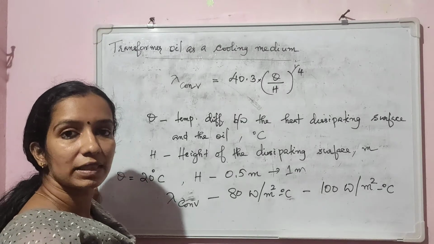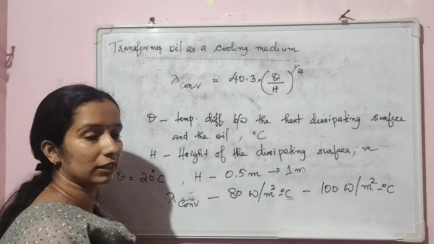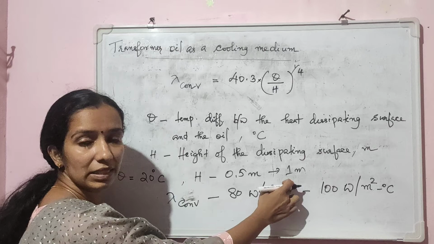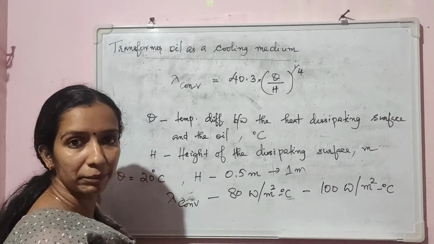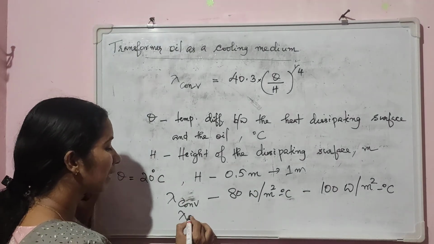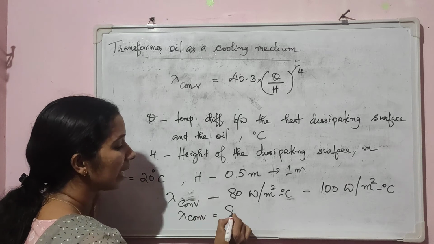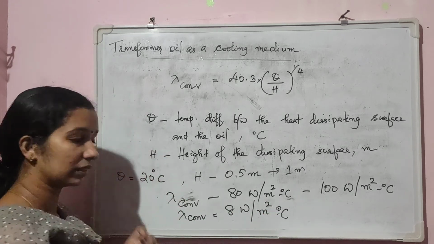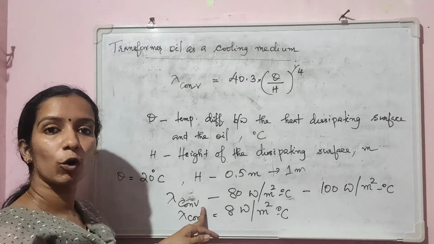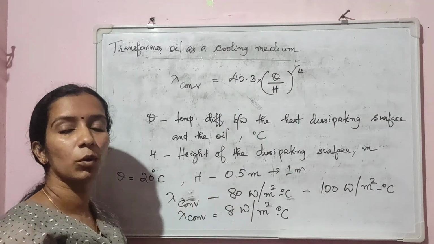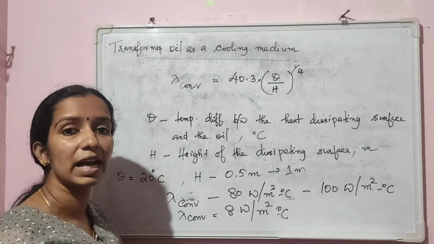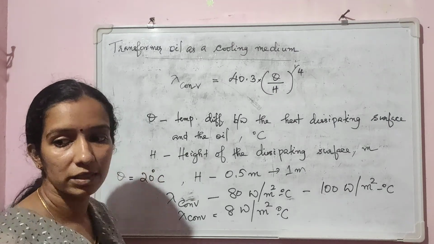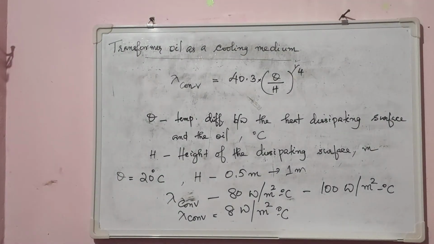If we consider the corresponding value for air, for the same conditions, if air is used as the cooling medium, we will get lambda convection as 8 watt per meter square degree Celsius. That means the transformer oil is 10 times more effective than air as a cooling medium. This is why we are using oil inside a transformer for cooling purposes.